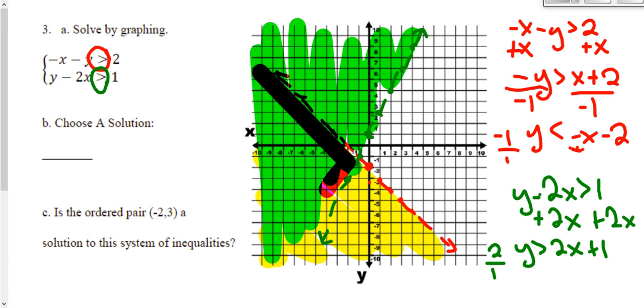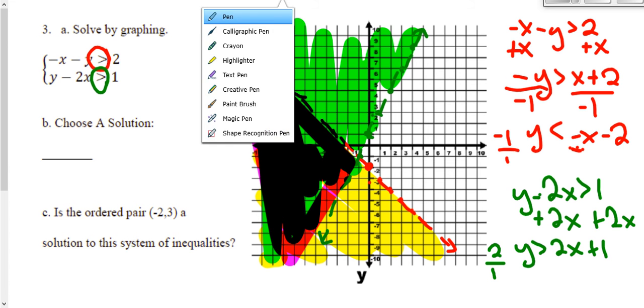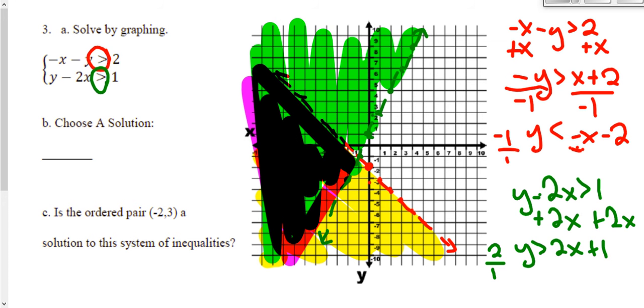Here. This is where all of my shading overlaps. So my solution has to take place somewhere in this overlapping portion. Again, I have an infinite number of solutions. I get to pick whichever one I want. It doesn't matter which one I pick as long as it's in this overlapping portion.